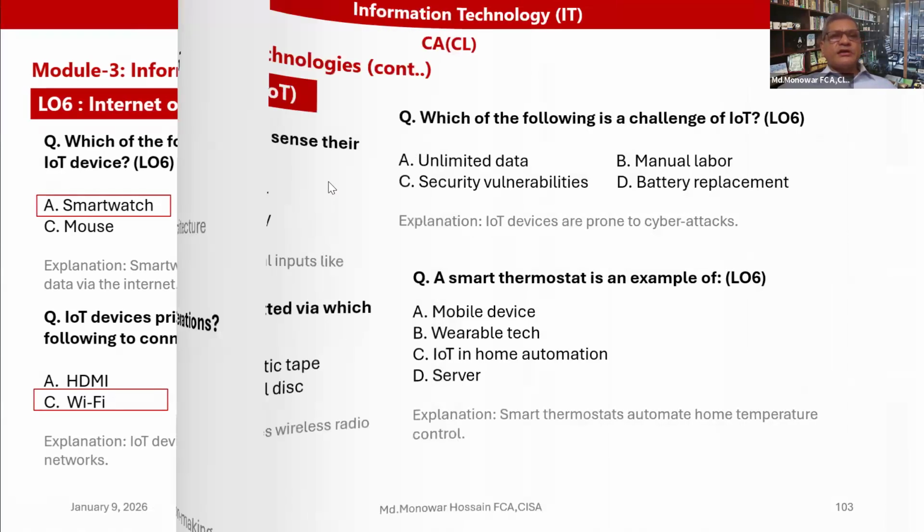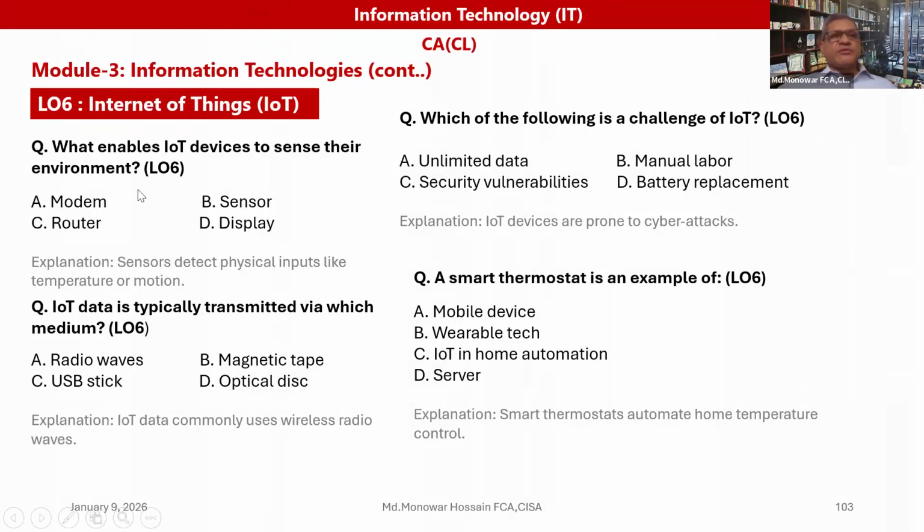Now, what enables IoT devices to sense their environment? Sensors, because sensors detect physical inputs like temperature or motion. The answer is B. Sensors enable IoT devices to sense their environment. Which of the following is a challenge of IoT? The challenge is security vulnerability, because IoT devices are prone to cyber attacks. It can happen anytime. So answer C.